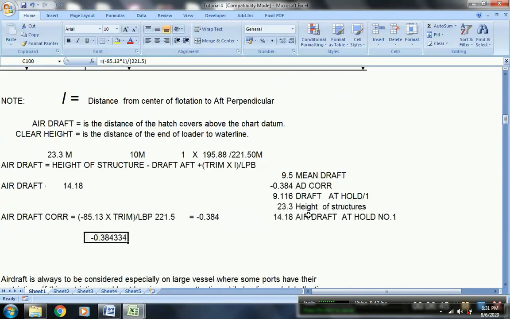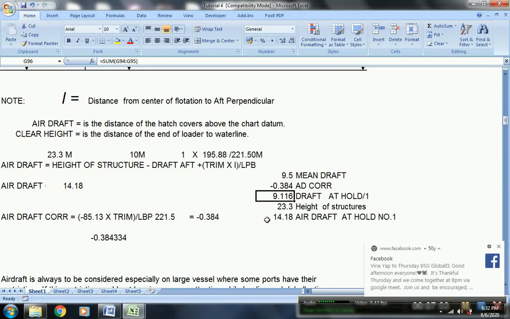you will be able to get your mean draft. So the mean draft is 9.5. Then the draft correction is negative 0.384. So what you have to do is make an algebraic sum. Then you will get the answer, which is 9.116. This is the draft at hold number 1.